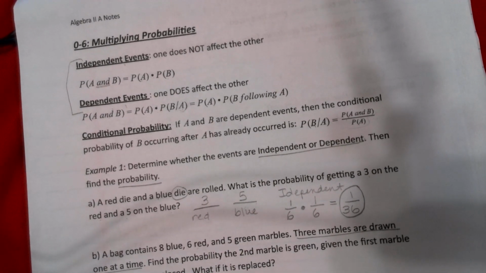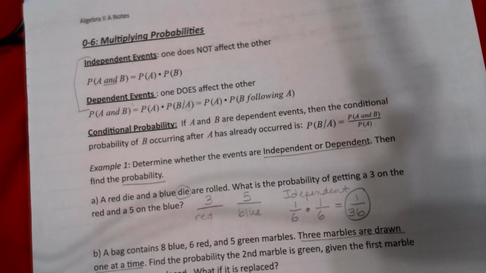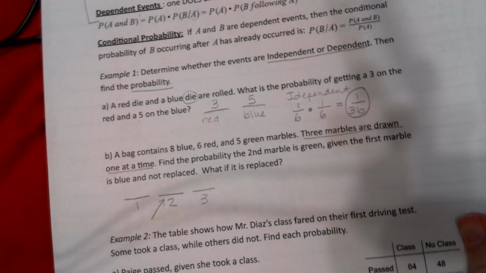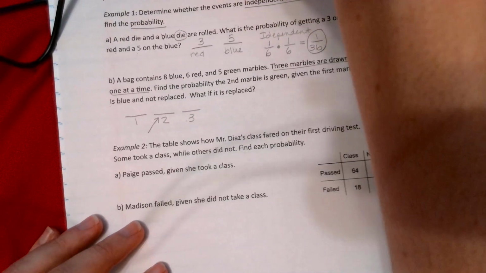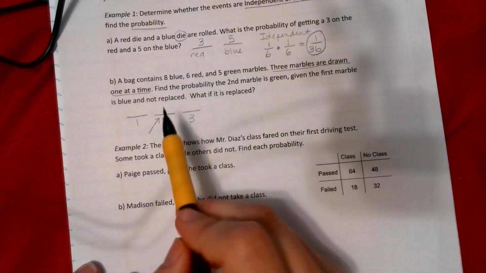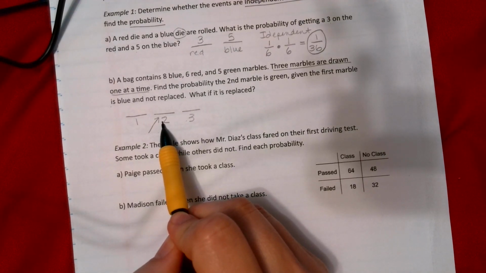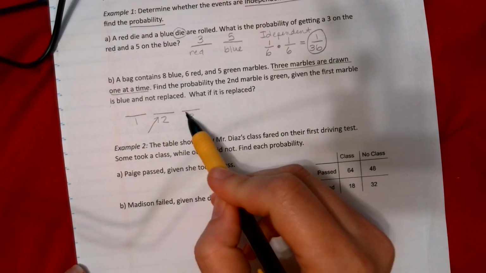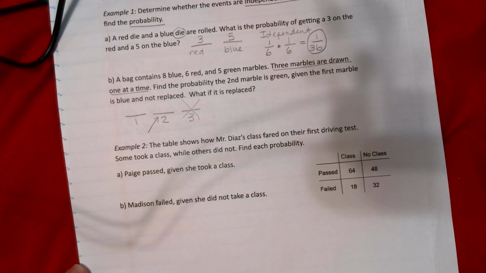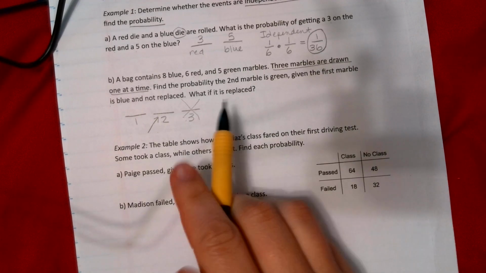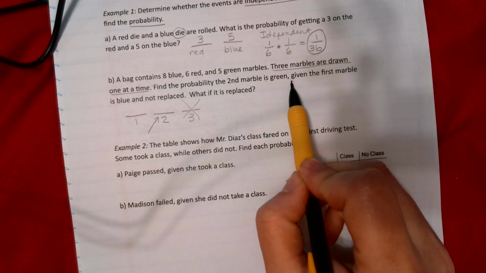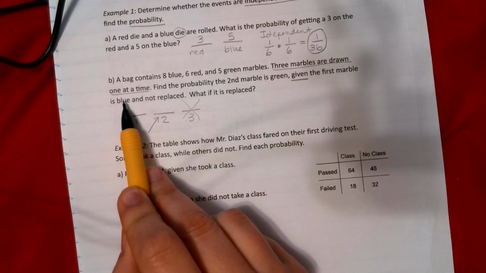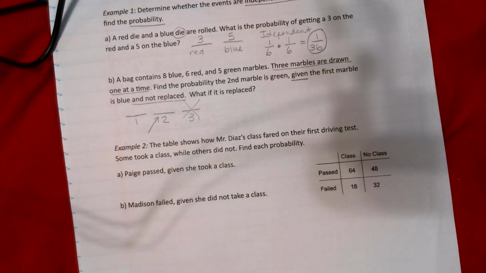Okay, we want to know just the... So we have 1, 2, and 3 things being drawn. I did not realize that I was off the camera. There we go. We just want to know the probability that the second marble is green. We actually don't even care what happens with the third marble. So find the probability the second marble is green given that the first marble is blue and not replaced.